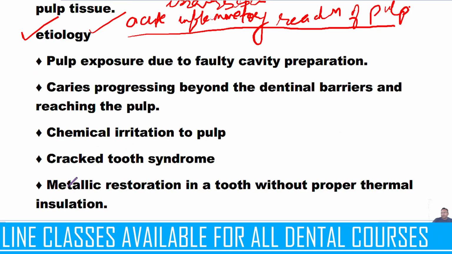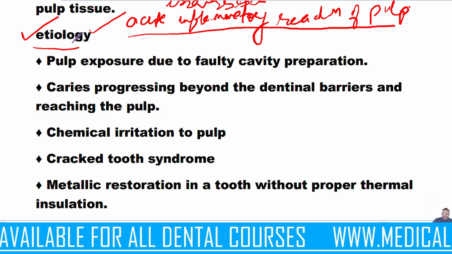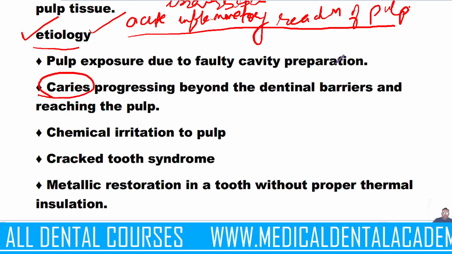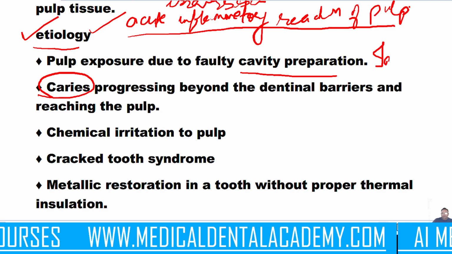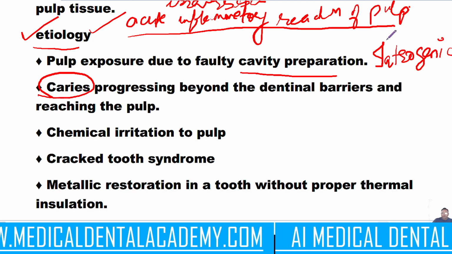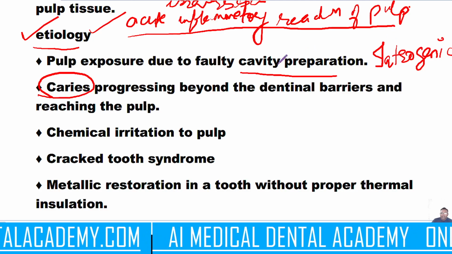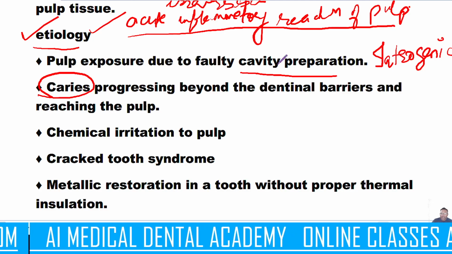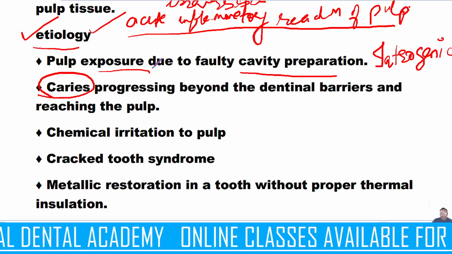Now etiology. As I mentioned in the lecture a few minutes ago, its etiology is basically due to caries. So this is the main factor. Sometimes during cavity preparation in the clinic by the dentist, this is called iatrogenic. The dentist does not wish to injure or irritate the pulp, but due to some reason, the pulp gets inflamed or irritated, and this is called iatrogenic error. So sometimes pulp will be exposed due to faulty cavity preparation.